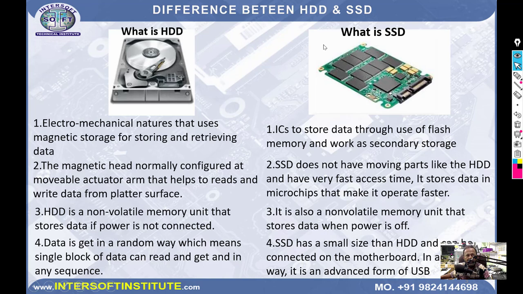What is the difference between hard disk and SSD? A hard disk has moving parts, and an SSD has static parts. A hard disk uses magnetic non-volatile data storage, and an SSD uses flash memory to store the data. The hard disk is slower, the SSD is faster. Like that there are differences.